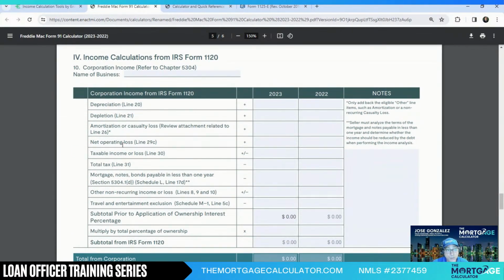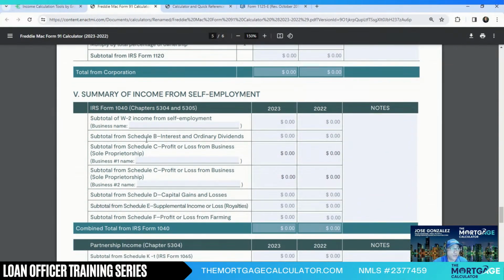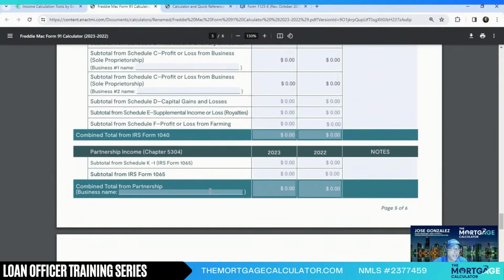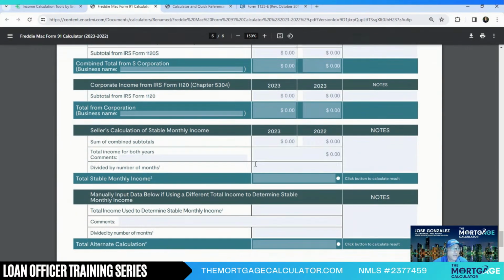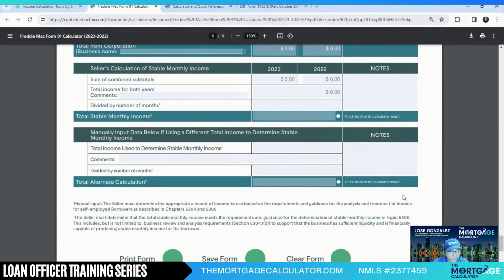Remember, they've got to be 100% owner of all the stock on the C corp to use the income or any losses. And then over here, you have all of your subtotals from all the different categories. They give it to us here, and then combined total income right here. And then you can play with it to see if you want 1 year or if you want 2 years. Print, save the form. And that's pretty much it. Pretty self-explanatory in the form. Just got to know which line number to go to.